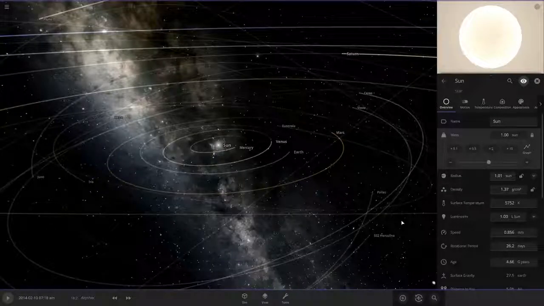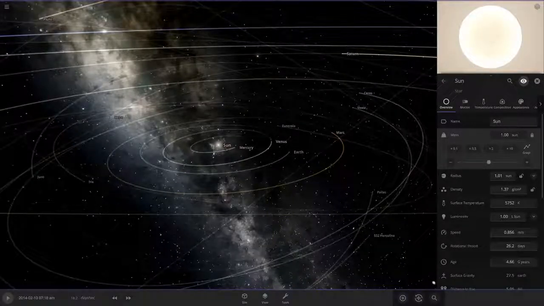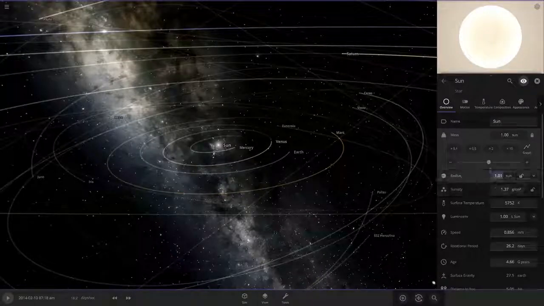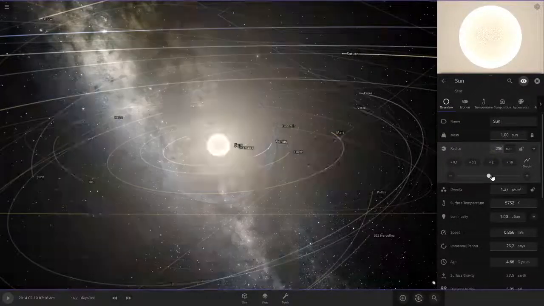And lock this. So, let's go. I don't know the size of the sun when it reaches red giant. So let's first get that. 256 times its current size. Okay, so that will swell up. So 256 sun.